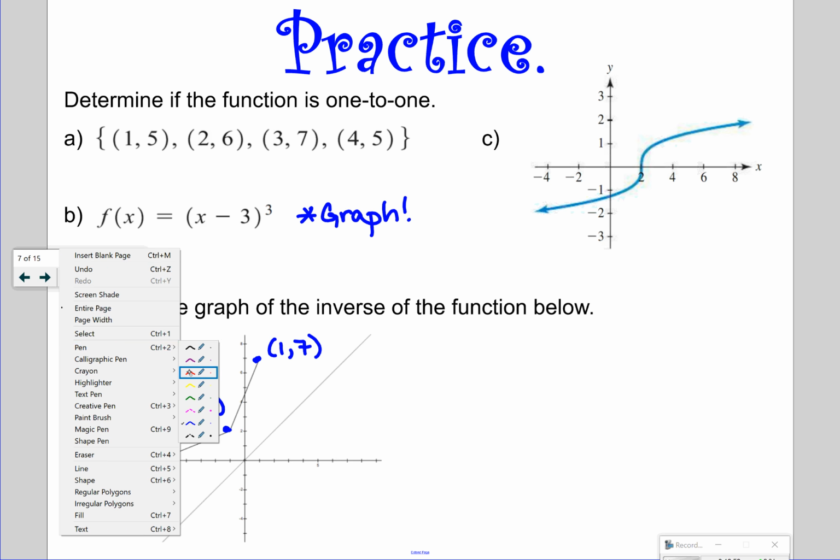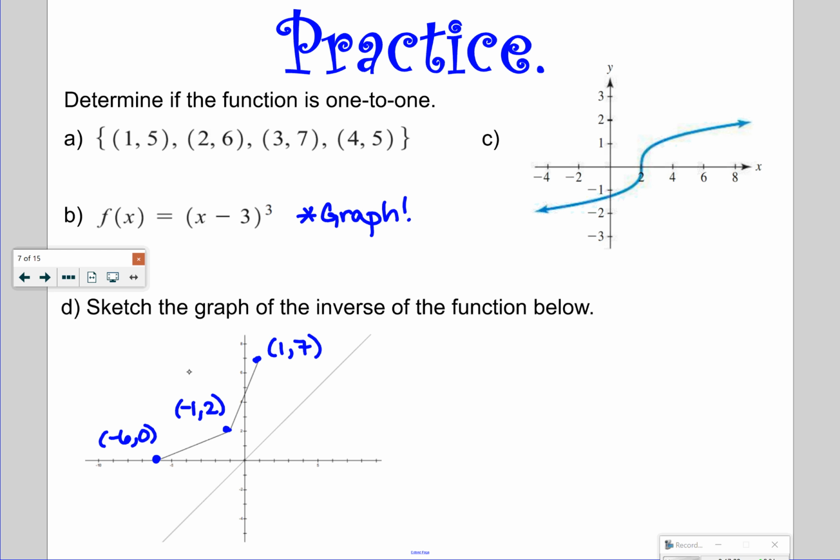Okay, so in number 1, we're trying to figure out, or A, I guess here, if this is a one-to-one function. So we're going to look at our x's. 1, 2, 3, 4. Each x has one y, so yes, it's a function. Then we want to look at our y's. 5, 6, 7, 5, and it looks like we're going to have an issue with 5. 5 goes with 4, and 5 also goes with 1. So the answer is no. This is not a one-to-one function because you have one y value that goes with 2 different x values.